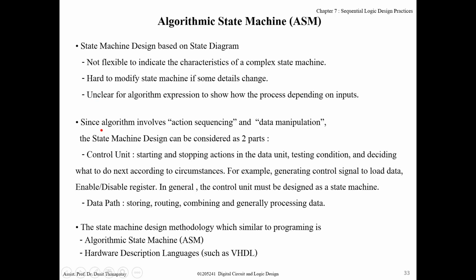Since algorithms involve action sequencing and data manipulation, the state machine design can be considered as two parts. The first one is the control unit. The second one is the data part. The control unit is for controlling, starting, and stopping actions in the data unit, raising conditions and deciding what to do next according to circumstances. For example, generating control signals to load data, to enable and disable registers.